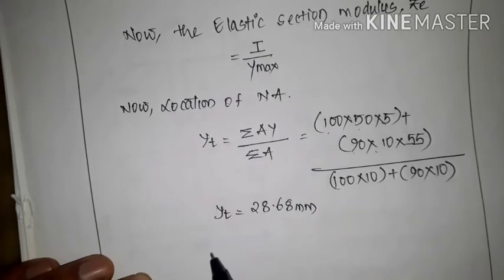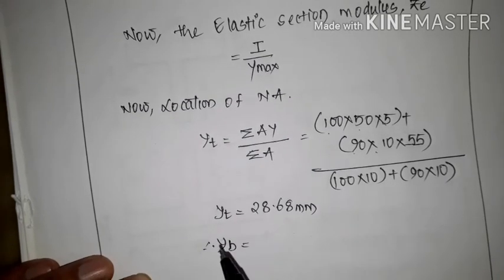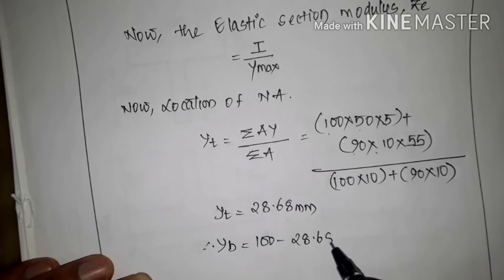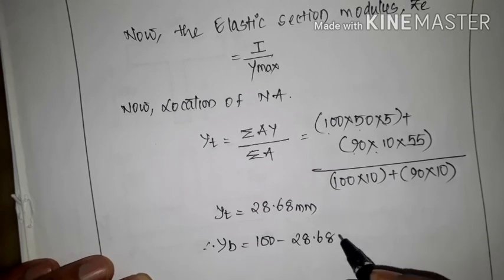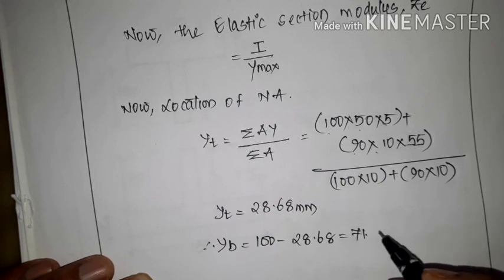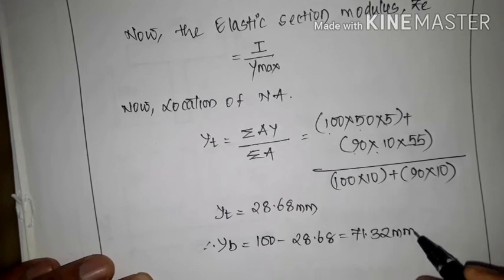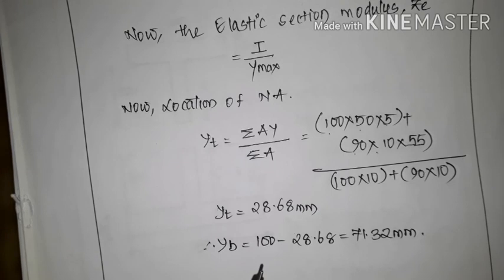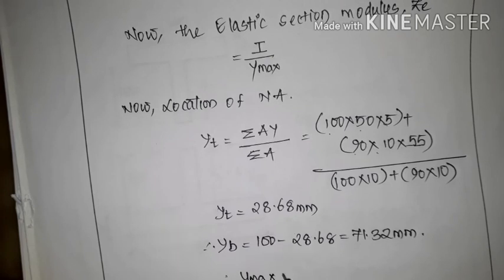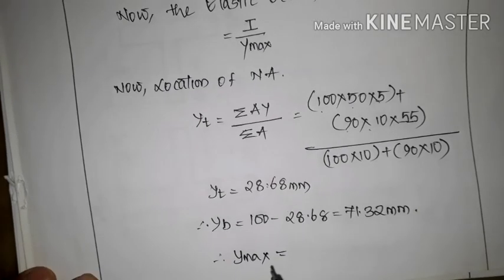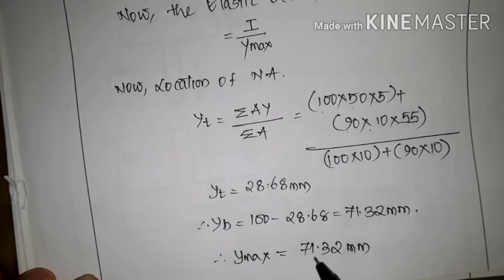So therefore YB is equal to 100 minus 28.68. So we will get this as 71.32 mm. YB is 71.32 mm. Therefore Ymax is equal to the maximum of these two. So Ymax is equal to 71.32 mm.